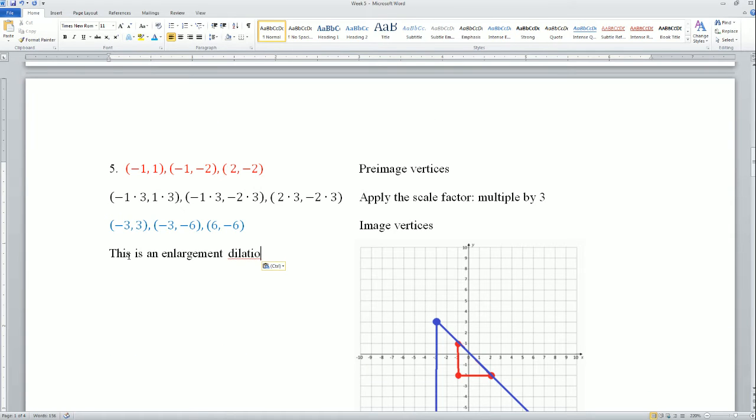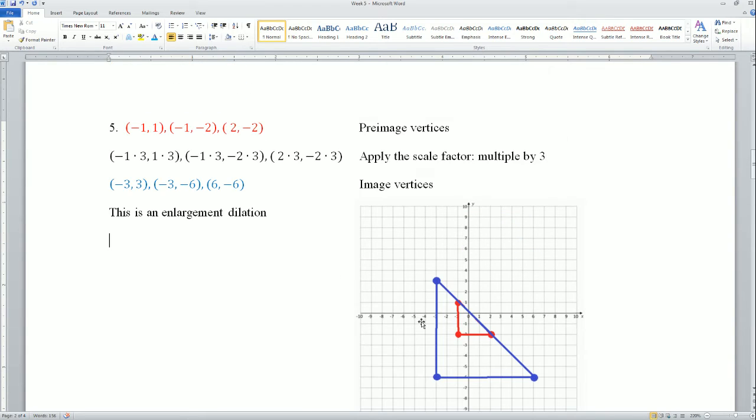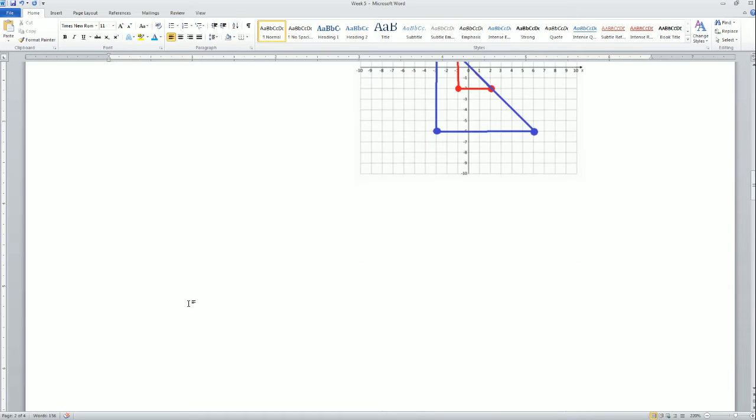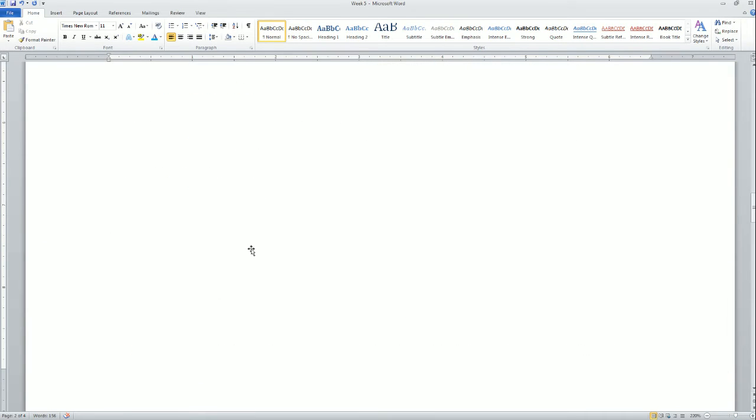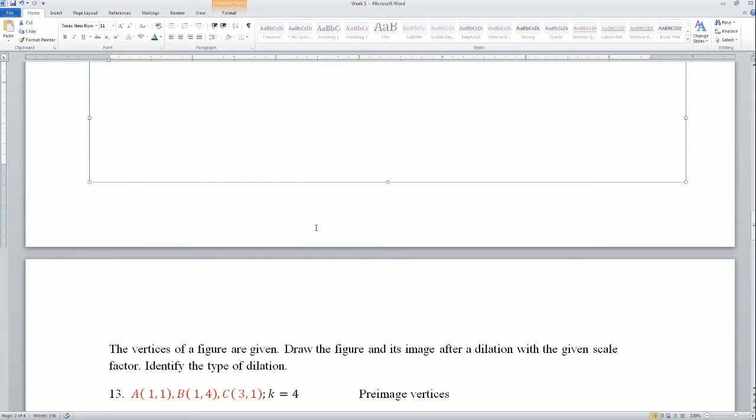This is also an enlargement dilation. Here the red triangle is becoming bigger because again you're multiplying by 3. It is always an enlargement because the scale factor is greater than the value of 1.